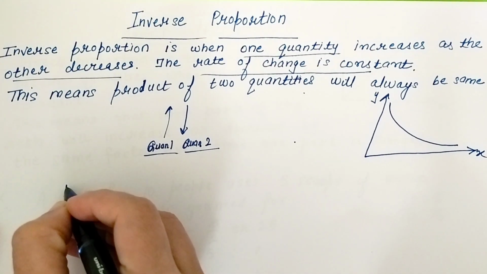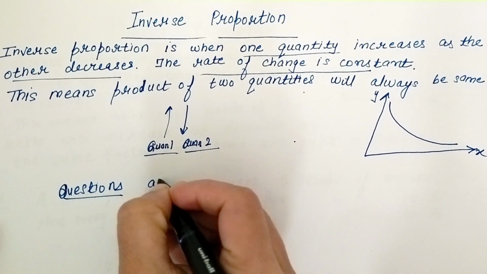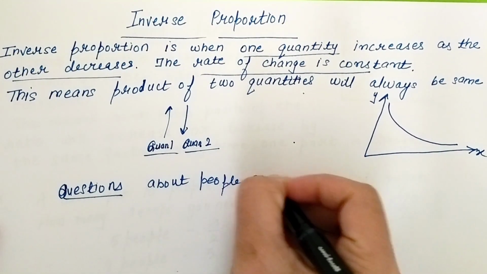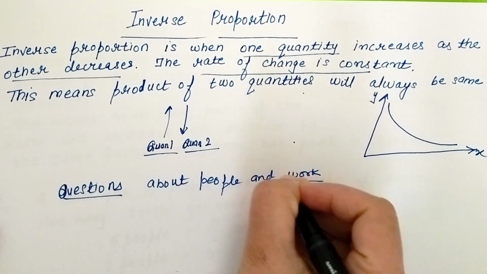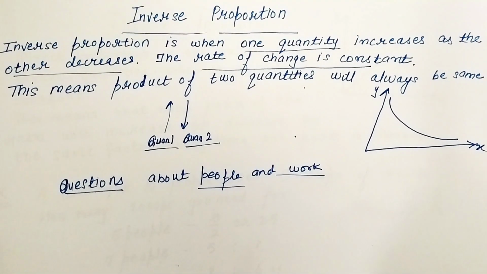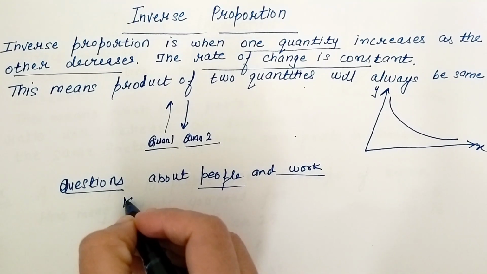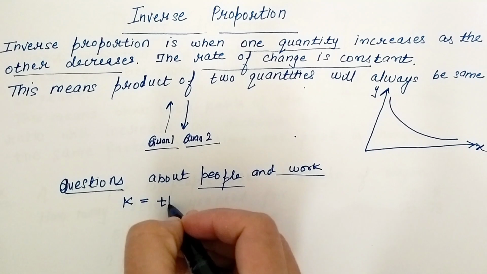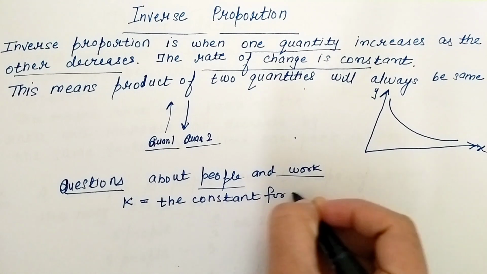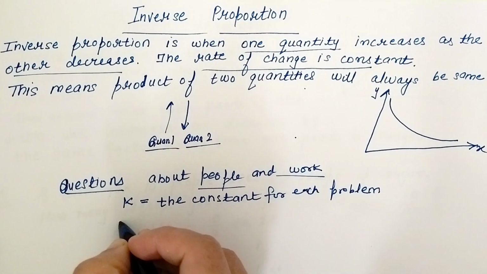So if you have questions about people and work, how many people will be needed for doing this work in how many days, that kind of questions. So for that I'm going to tell you a trick. You should have k as the constant for each problem. After this we will do an example as well.